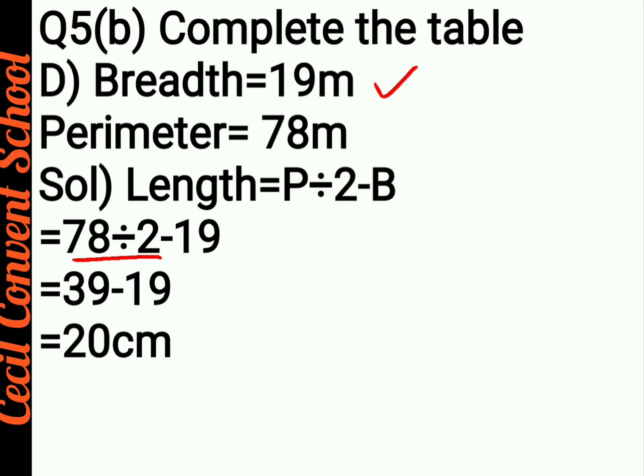Clear? But if you are finding the side of a square, in that case you have to divide perimeter by 4. And in case of breadth and length, you have to use this formula, P divided by 2 minus B if it is L you are finding. If you are finding B, then you use P divided by 2 minus L.